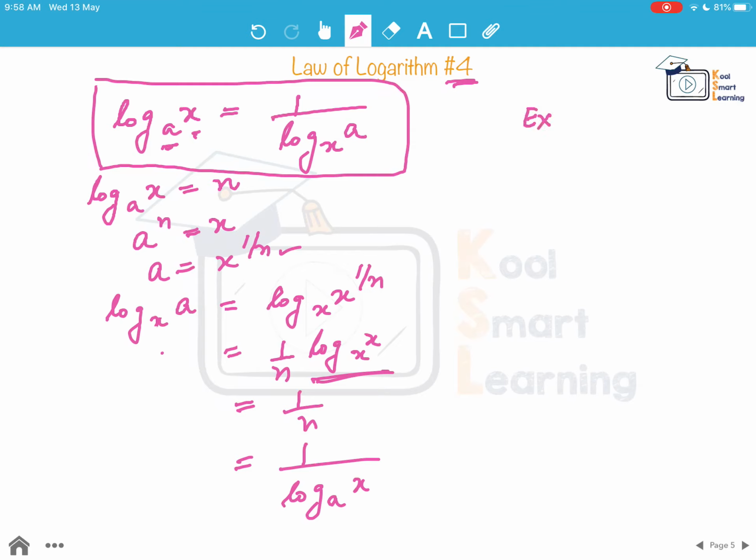Now we'll take an example of its usage also. Say for example we have to find log of 2 to the base 8.